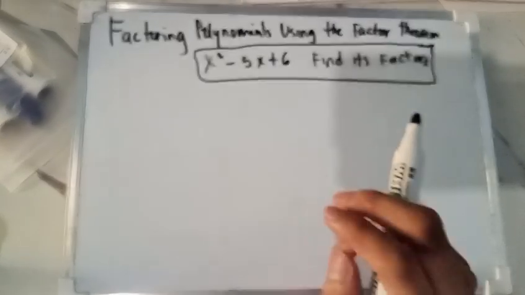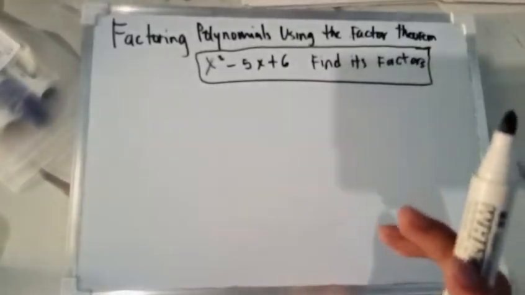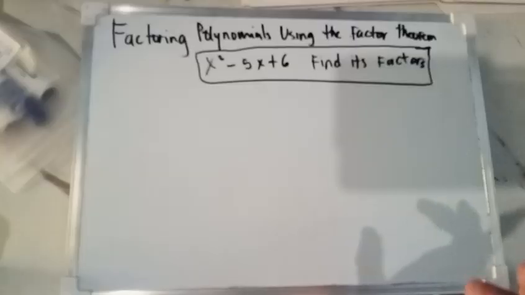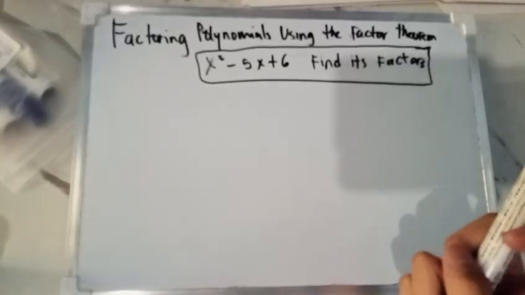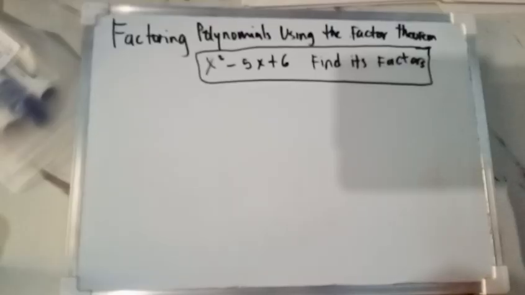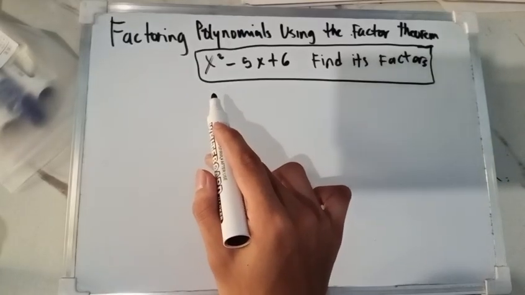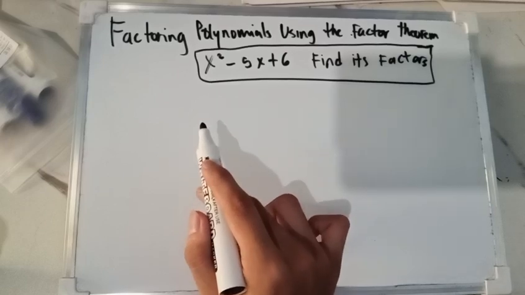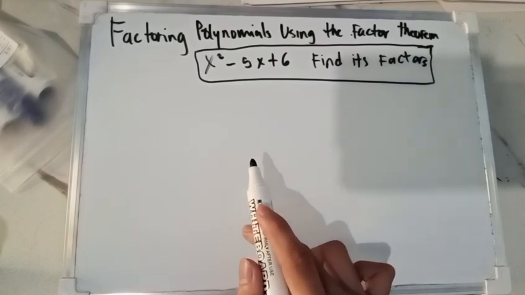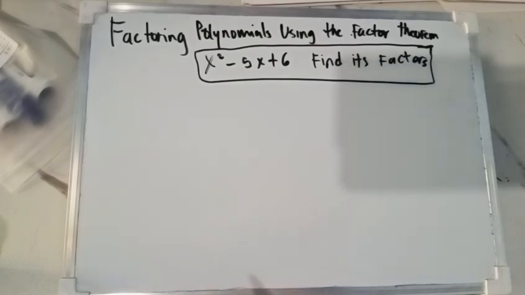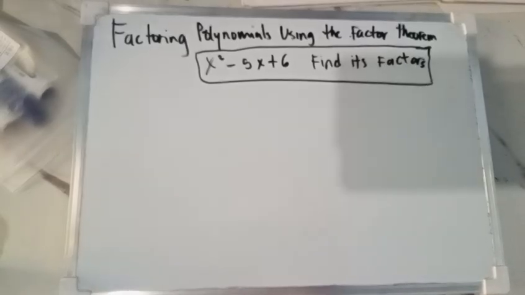For a quick tip, if we have a quadratic equation, we have two factors. If we have a cubic polynomial, we have three factors. If we have a quartic, we have four factors, and so on and so forth. But since we have a quadratic polynomial here, we must have two factors also.